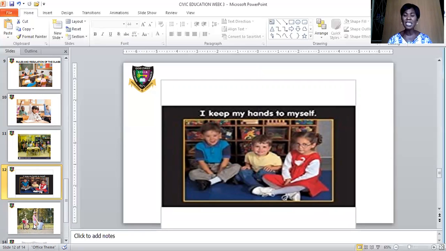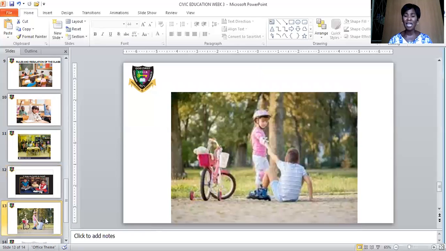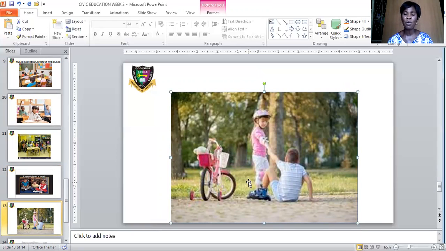Good. The next one is, you must be kind to each other. You can see the boy helping the other one that fell down. He's there helping him to get up. He's being kind to his friend. So you must be kind to each other.